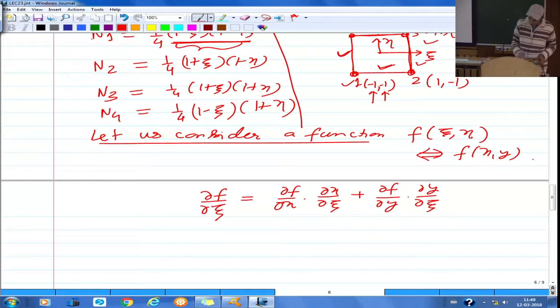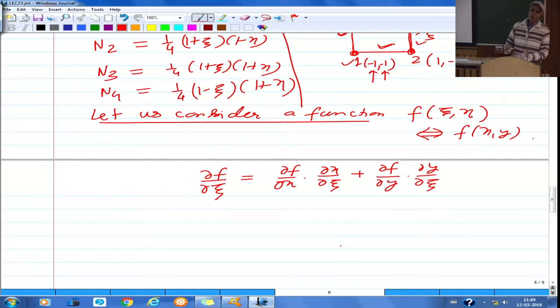let us say derivative of f with respect to xi is equal to del f by del x into del x by del xi plus del f by del y into del y by del xi. I can write this chain rule of differentiation on the right hand side. And maybe you can also ask why I am writing this relationship in this form itself. Why not directly del f by del x is equal to del f by del xi into del xi by del x plus del f by del eta into del eta by del x?